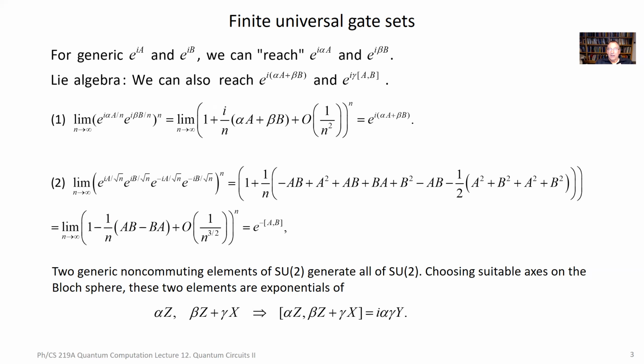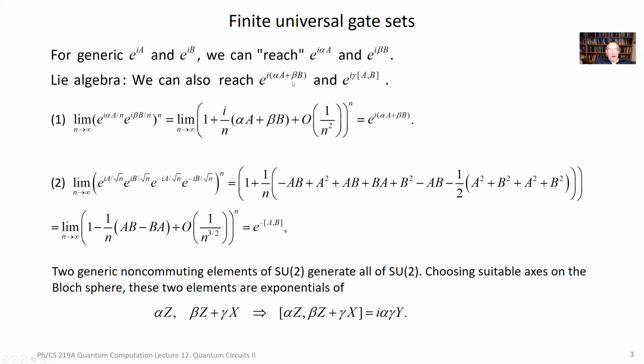And not only can we take these generators and multiply them by real numbers, we can also take linear combinations of them. So if A is a generator of a unitary in our set of gates, and B is also such a generator, then it's also possible for us, if A and B are generic, to get as close as we want to e to the i times any linear combination of A and B.